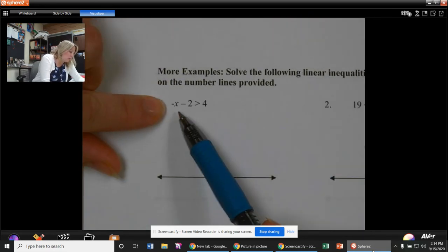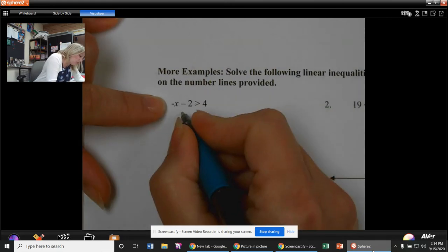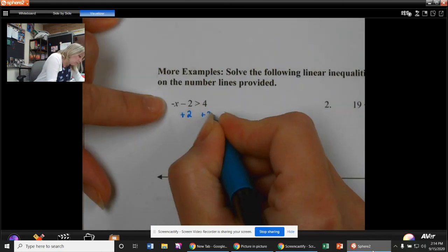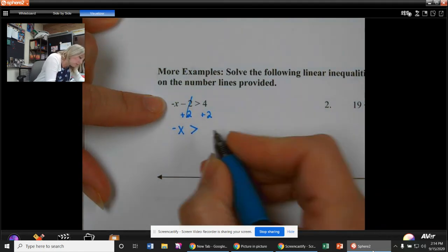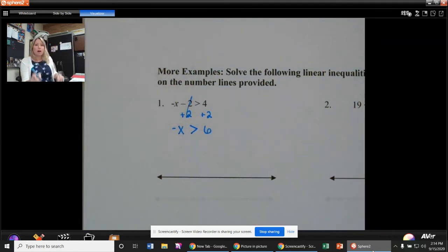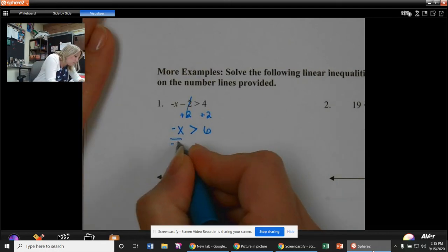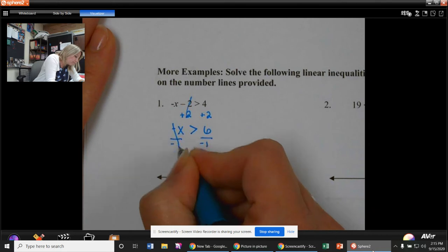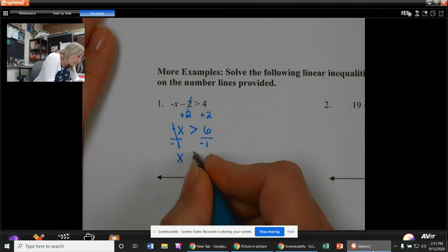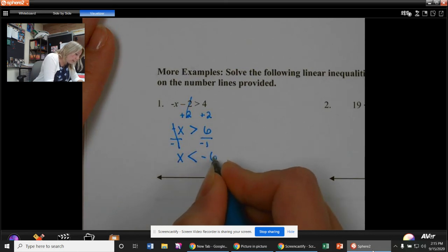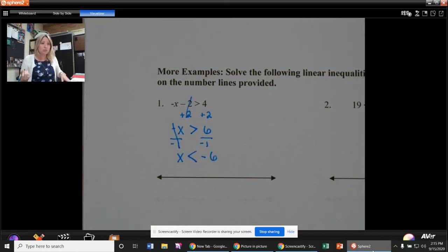Okay, negative x minus 2 is greater than 4. Okay, add 2 to both sides. Cool. Negative x is greater than 4 plus 2, which is 6. Is my x alone? No. It's multiplied by a negative 1. What's the opposite of multiplying by negative 1? Dividing by negative 1. Divide both sides by negative 1. And I divided by a negative, so I flip my inequality sign over. x has to be less than negative 6.